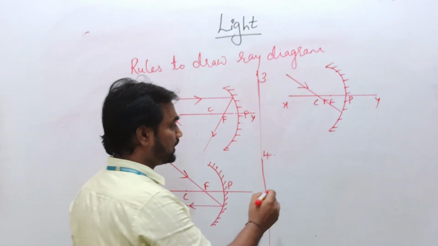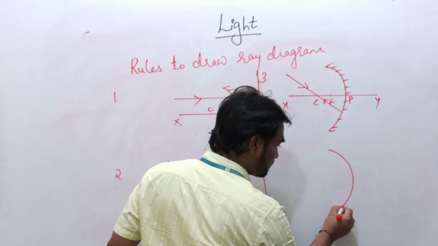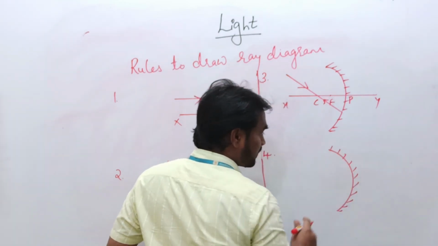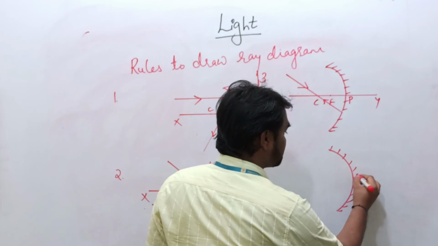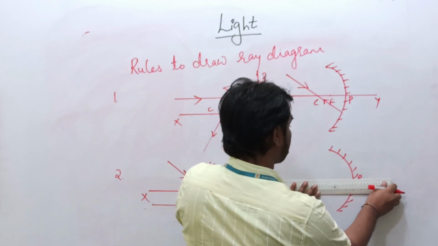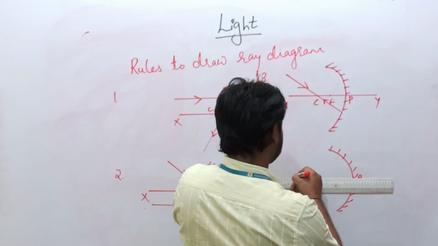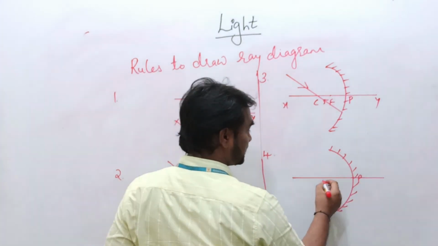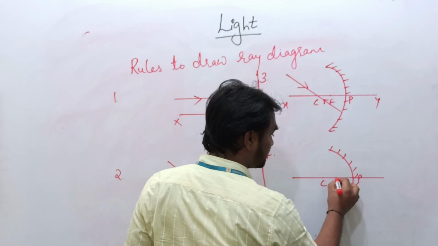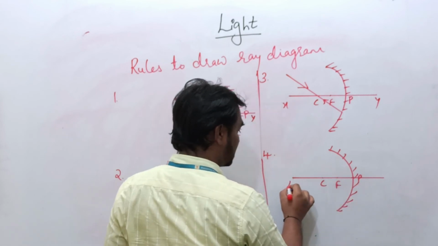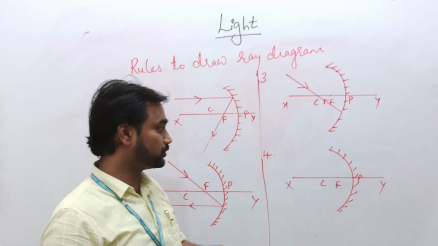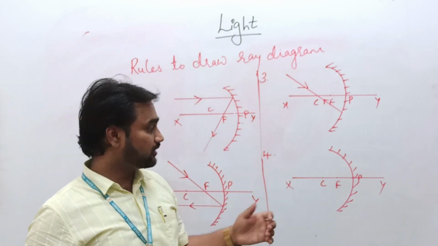The fourth rule is this. Again, let me take the center as P. I think by now you might have understood. You will be able to draw the ray diagrams, and what you have to draw, I think you have already understood. Even if I don't explain, you will be catching those lines. That is really very good.